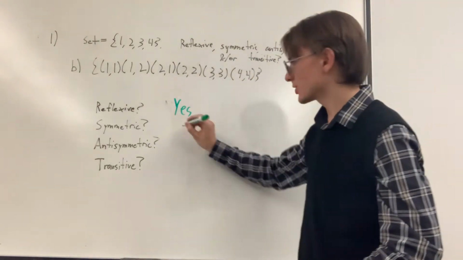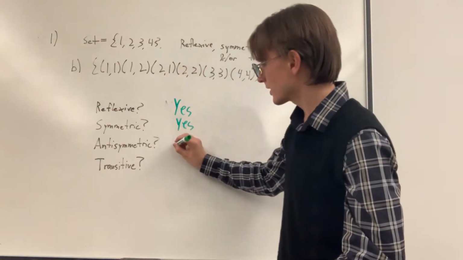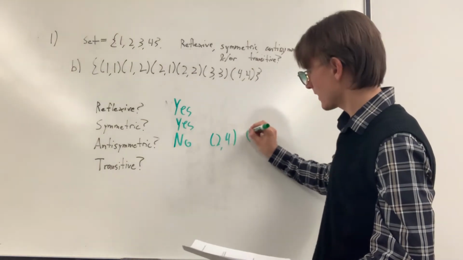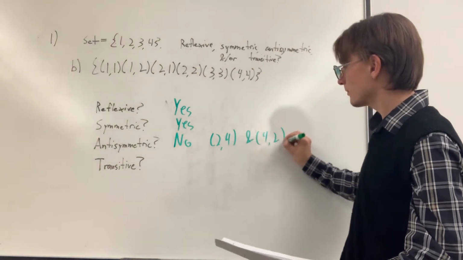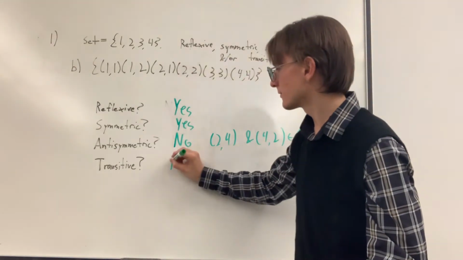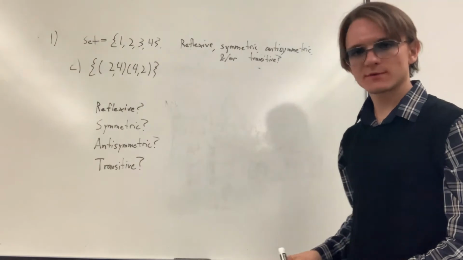All right. Reflexive? Yes. Symmetric? Yes. Antisymmetric? No. We have 2, 4 and 4, 2, both in our relation. And transitive? Yes. Finally, C. Reflexive? No.